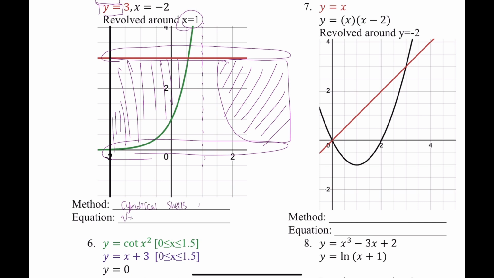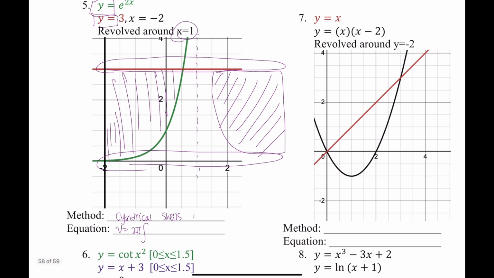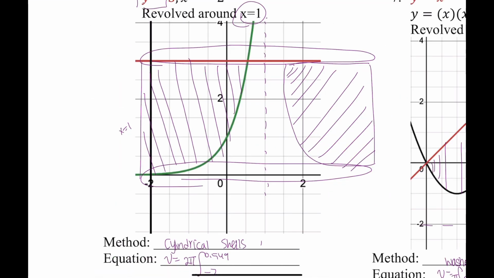So V equals 2 pi, from -2 to 2. Oh, and then we have to find the actual upper intersection again, 0.549. Since our function right here is before our line of revolution, which is x equals 1, it's to the left of it. The function is to the left of the line of revolution.